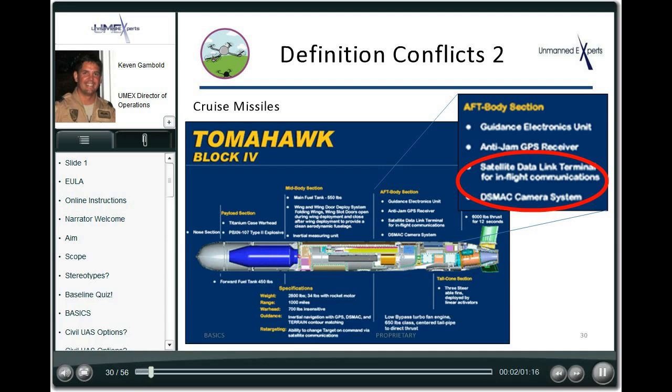The second conflict is the cruise missile, and we've taken the latest example of the Tomahawk here in the Block 4, and I've expanded one of their sales items, which shows a satellite data link terminal for in-flight communications and a camera system. So you're basically dealing with an unpiloted, or a pilot that's removed from the cockpit. It is expendable, and it carries a warhead, and it can be controlled in flight or flown autonomously. So I'm having difficulties not making that a UAV, but in some respects that's exactly the point.